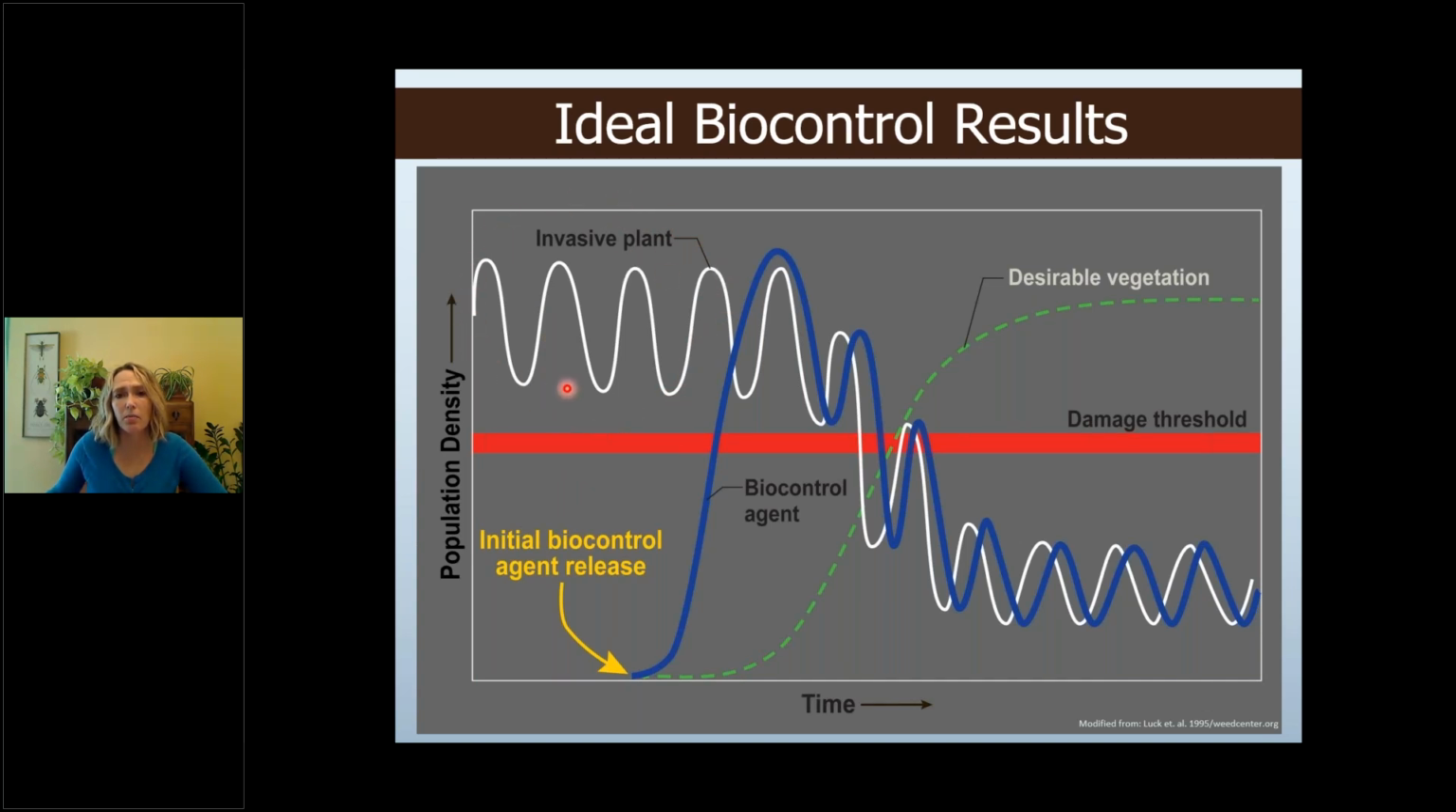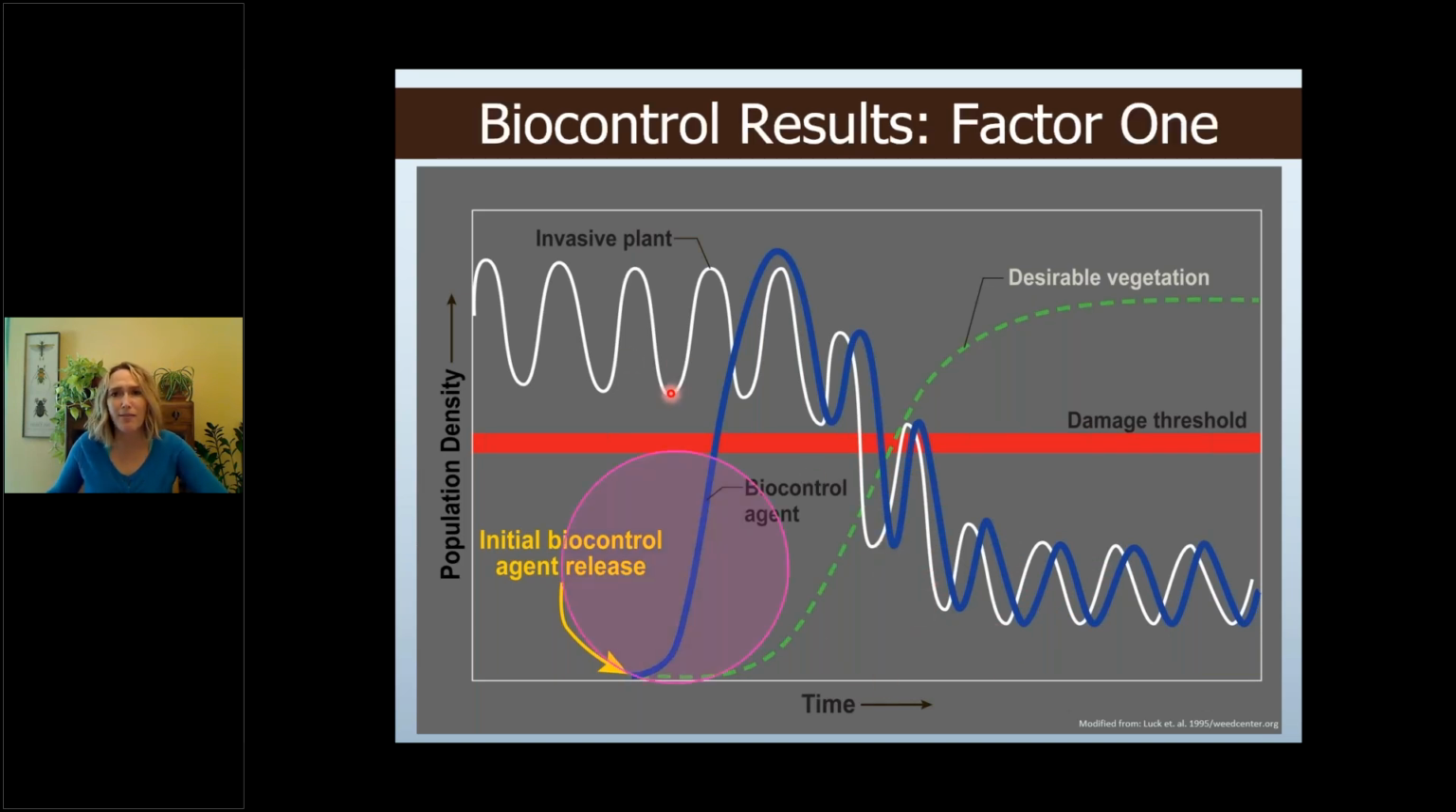This is causing us problems. So we release a biocontrol agent, and over time, what we want is their populations to build, and then for us to see both the weed and the biocontrol agent populations dropping down below this damaging threshold. Because this is nature and nature never fits nicely into a graph, there's a couple of factors to consider.